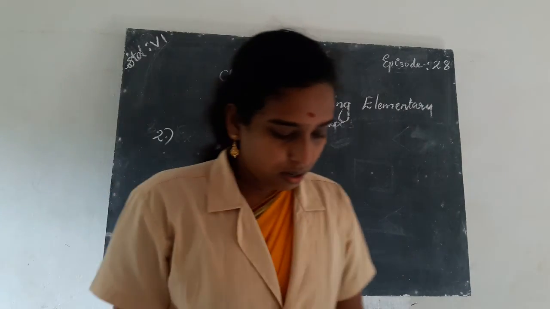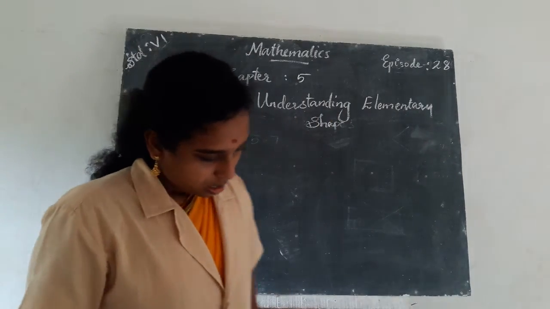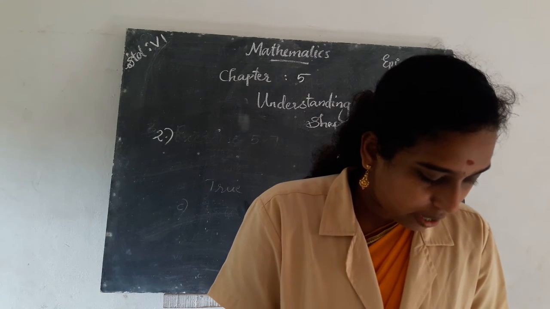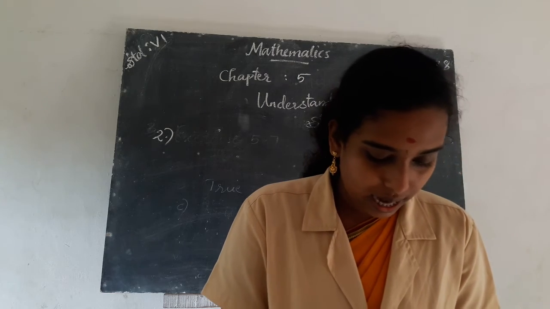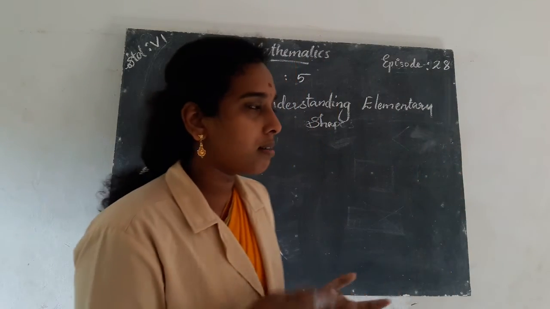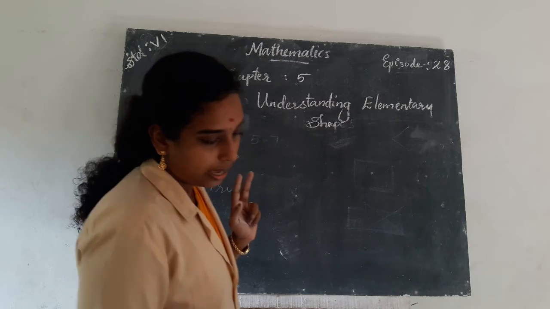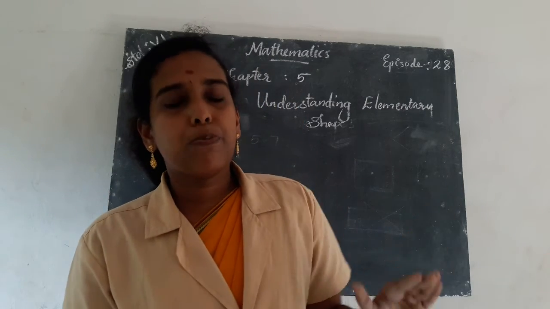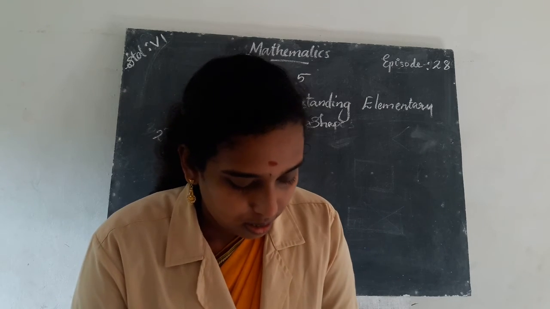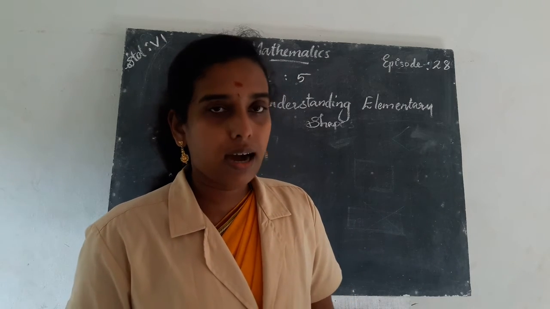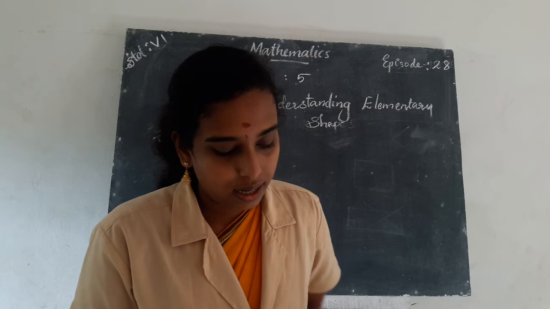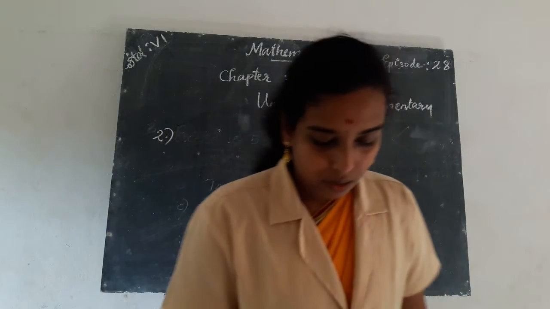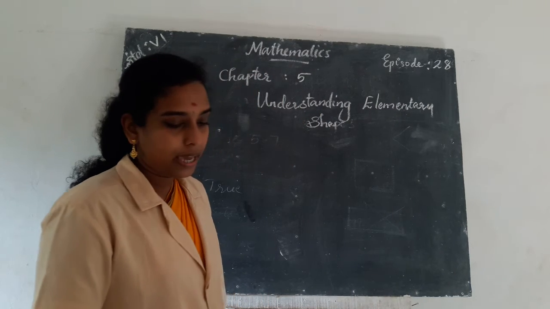Then the next question, D: squares, rectangles and parallelograms are all quadrilaterals. Yes, a square, rectangle and parallelogram each have four sides, and polygons with four sides are called quadrilaterals. So these three of them are quadrilaterals. Then E: a square is also a parallelogram.